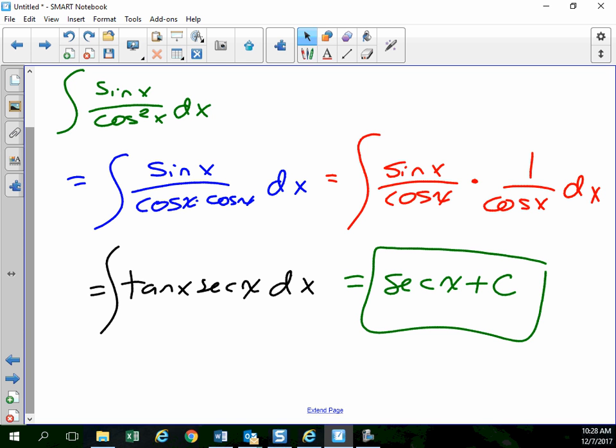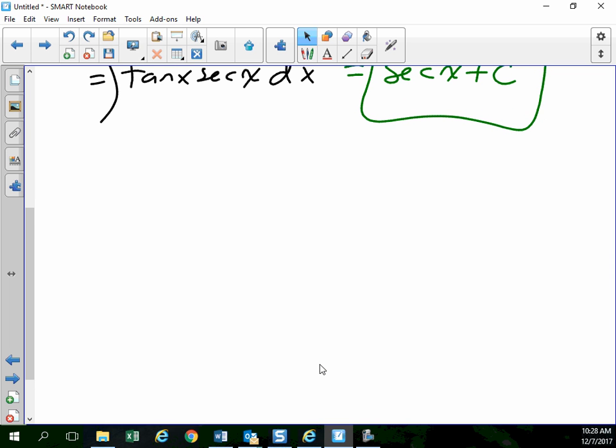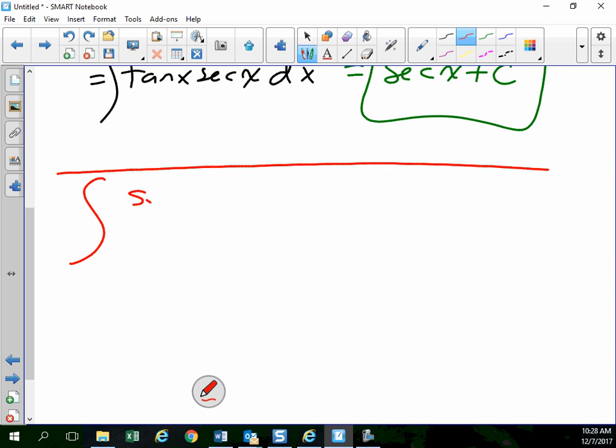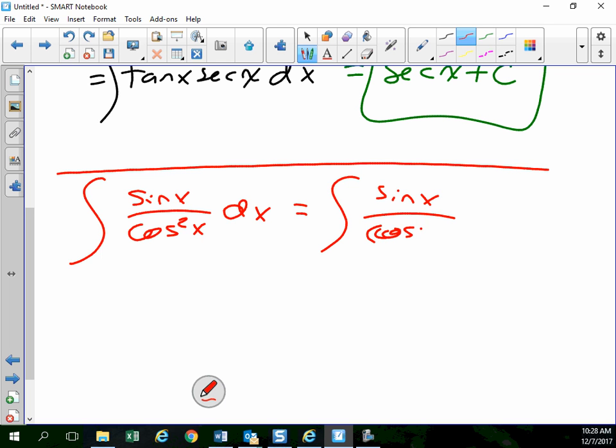By the way, you could do this one by U substitution, like U equal cosine, because I have sine there. If you want me to show you that one, I will. Actually, you know what? I'm going to take 2 minutes to do that. I want to show you real quick that this one can be done. I'm going to show you how this one would look for U substitution.